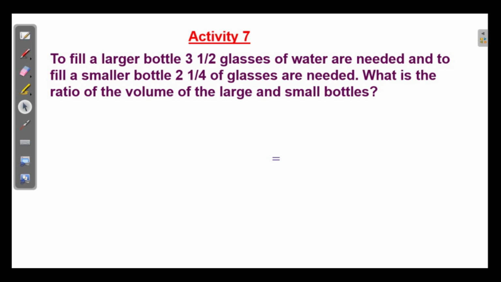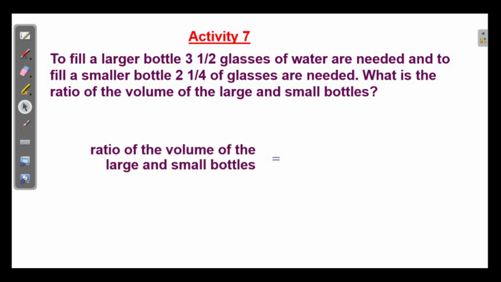Next one is, to fill a larger bottle, 3.5 glasses of water are needed, and to fill a smaller bottle, 2 1 by 4 glasses are needed. What is the ratio of the volume of the large and small bottles? Ratio of the volume of the large and small bottles. First, we can just write it as 3.5 is to 2 1 by 4.